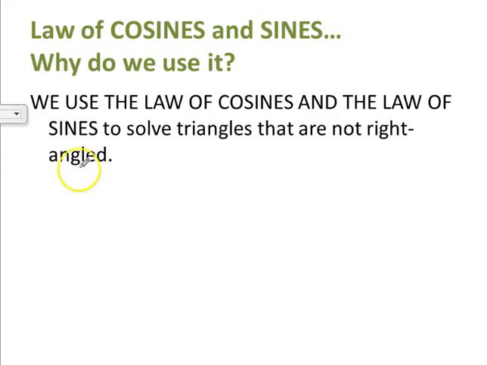So far, all of our methods that we've learned until we get to law of cosines and law of sines were methods that we use to solve for right triangles. Well, now we need a method to use when we don't have a right triangle. And that's going to be the law of cosines and sines. Remember, we only use those when we're solving for non-right triangles.